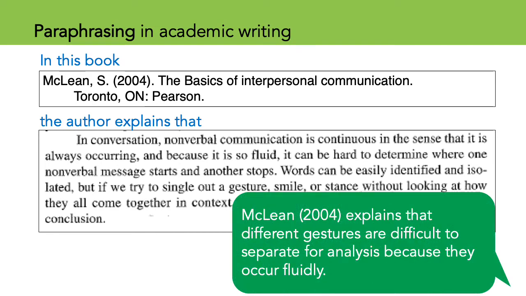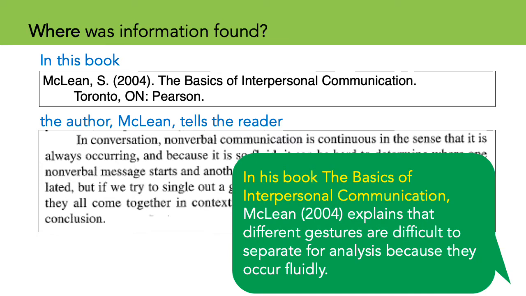Alternatively, I might paraphrase McLean's idea, starting with the author last name, the publication year, a verb that shows author purpose, and then the idea recounted in my own words and phrasing. A writer might choose to clarify where the reported information was found by adding the book title before the author name and paraphrase. For example, in his book, The Basics of Interpersonal Communication, McLean 2004 explains that different gestures are difficult to separate for analysis because they occur fluidly.